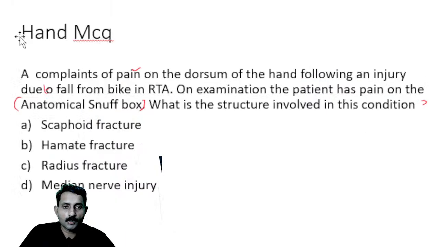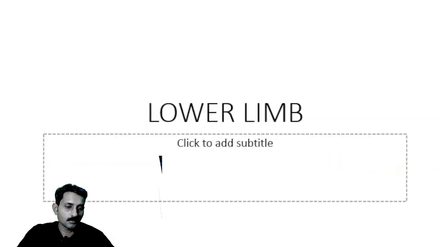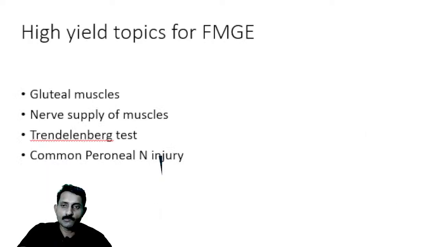Now we move to the lower limb. We will see some questions and some important topics in the lower limb. High yield topics for FMGE in the lower limb are the gluteal muscles, nerve supply of these muscles, Trendelenburg test, and common peroneal injury. We'll see two parts today: gluteal muscles and Trendelenburg test.